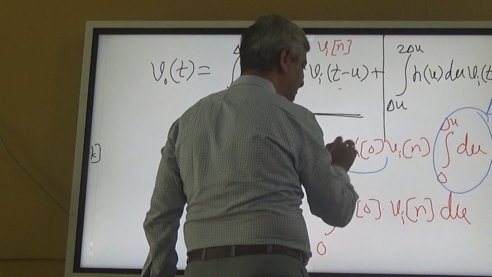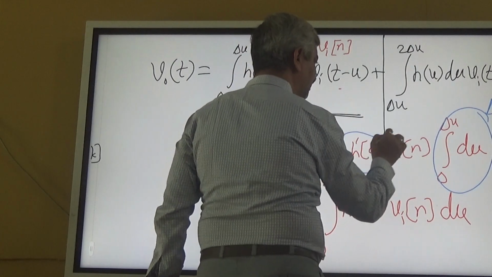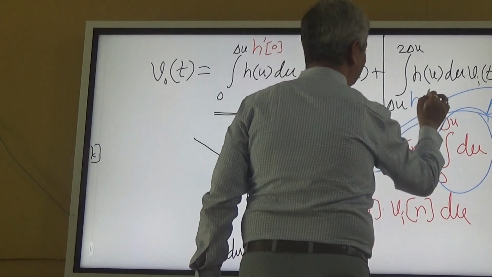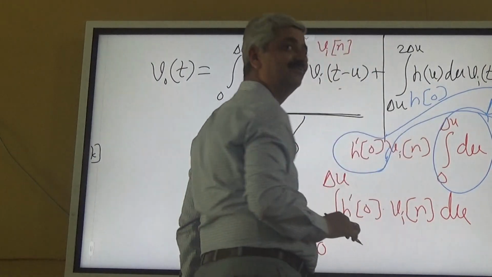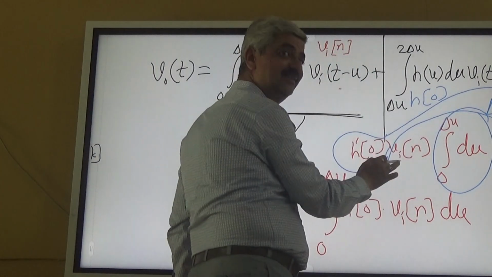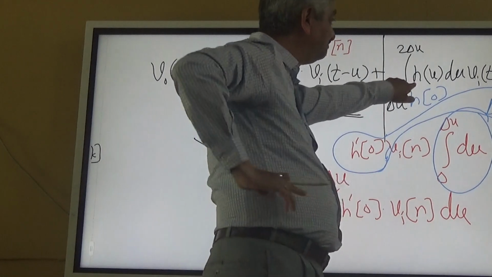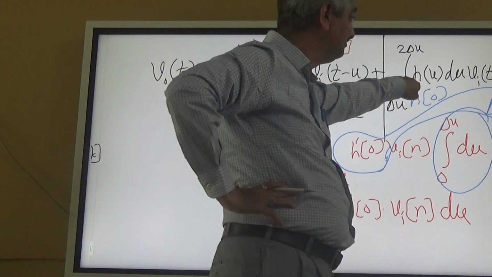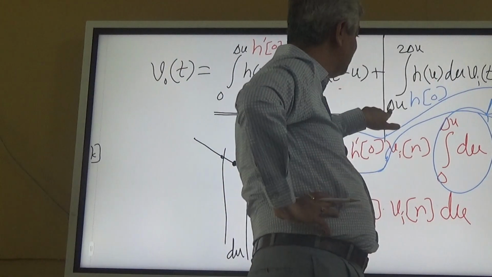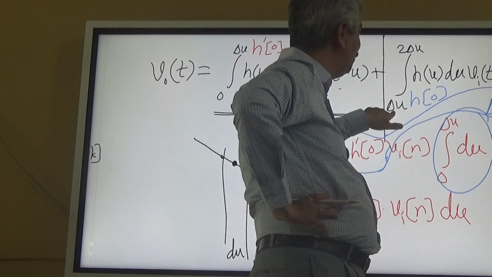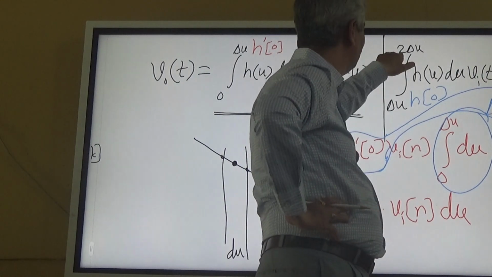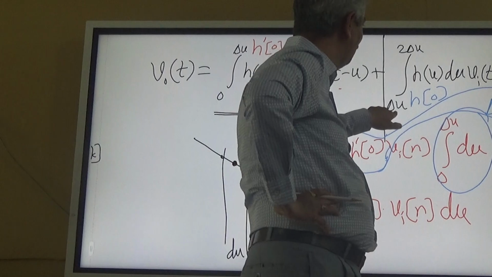And h dash 0 delta u would be h0, v in n. Now here, this I will say as h dash 1. This is now starting from delta u to 2 delta u. Delta u to 2 delta u. So it is starting from delta u to 2 delta u.